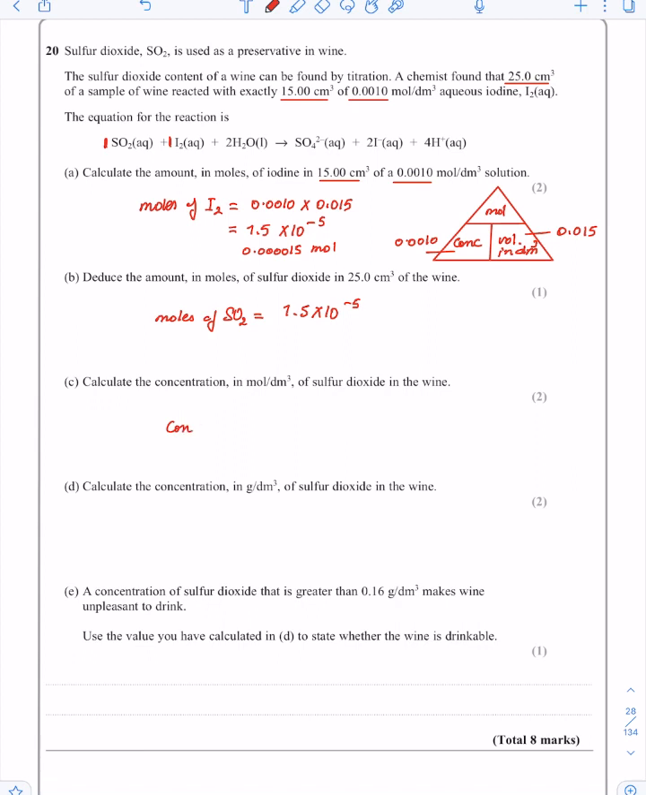Of course, concentration is equal to moles over volume. The moles is 1.5 times 10 power negative 5. And what's the volume of the sulfur dioxide sample? It was given above as 25 cubic centimeter sample of wine. So here it's 25 over 1000, which is 0.025. So 1.5 times 10 power negative 5 over 0.025 will give us 0.0006, which is 6 times 10 power negative 4 mole per cubic decimeter.